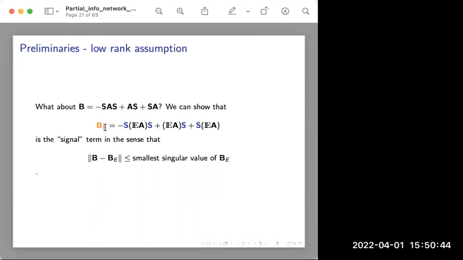So we are only taking the expected value of A here, and S is left alone. And we can actually show that this is the signal term of the matrix B, in the sense that the spectral norm of the difference, which is the noise, is much smaller than the smallest singular value of BE. So this BE is now the key term we analyze.